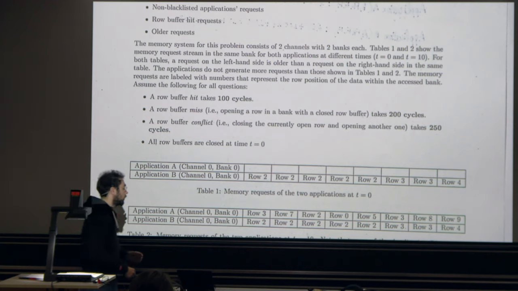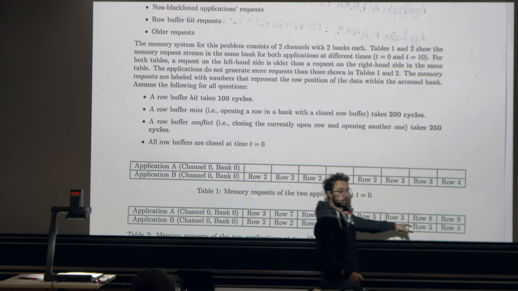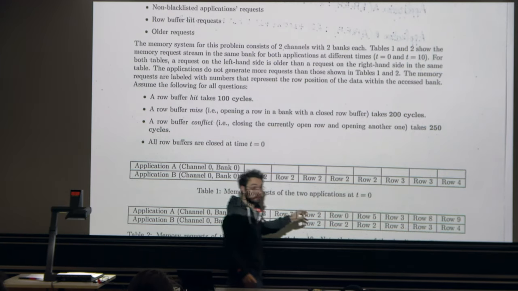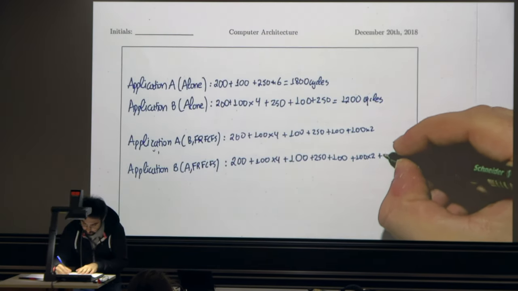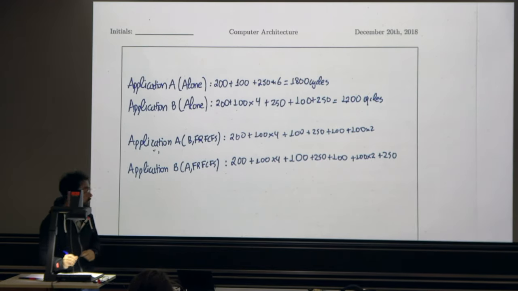Then we need to service row 4 because it's the oldest one. There is no other ready request, and we need to service row 4. So to service row 4, we need to pay 250 cycles more for both.